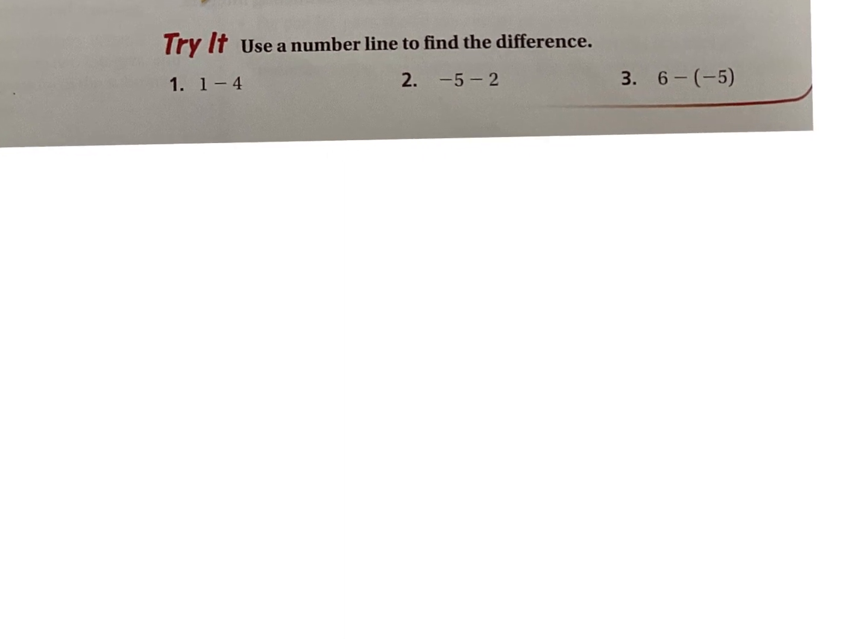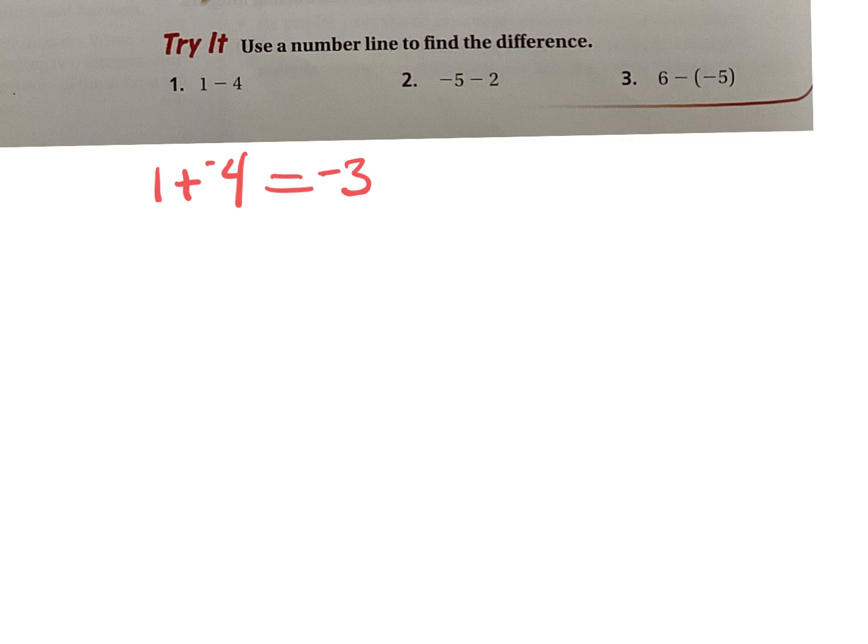So let's start with number 1, 1 minus 4. When I have something like this, I'm going to change that to an add and make that the opposite. So it's 1 plus a negative 4. And when I have that, all I have to take is the absolute value of negative 4, which is 4, take away 1. That leaves me with 3. And then I know that the negative 4 has a larger absolute value than 1, so it's going to be negative.